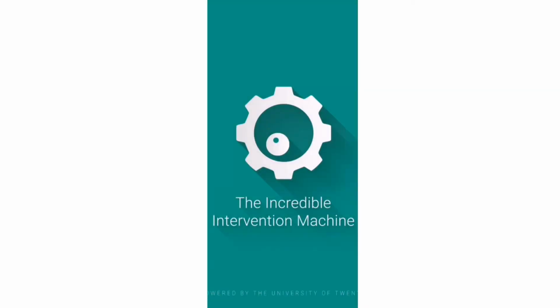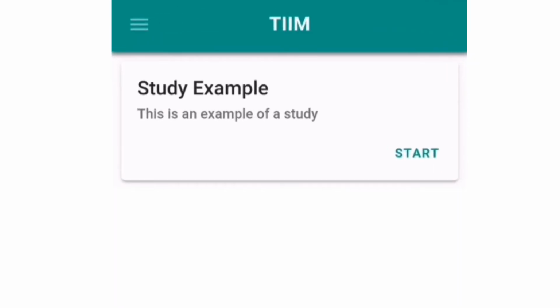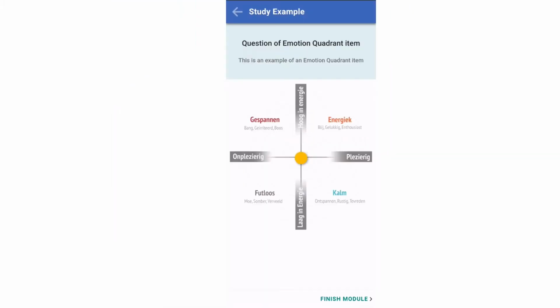When the participant has subscribed to the study and downloaded the TIIM application on their phone, they will be able to open the assigned intervention with its modules and items. An emotion quadrant item will enable the participant to click and move the yellow circle to the emotion that best describes them on the emotion quadrant image.